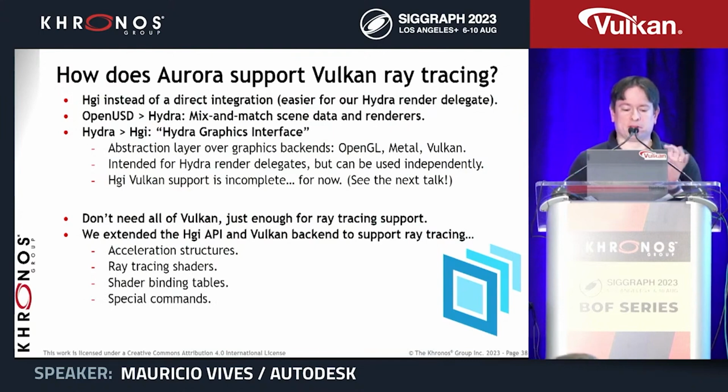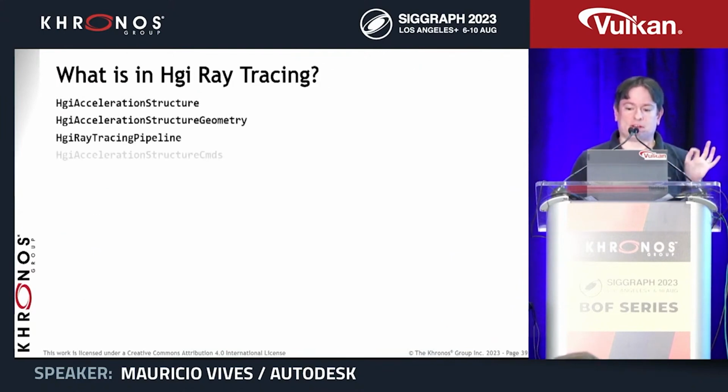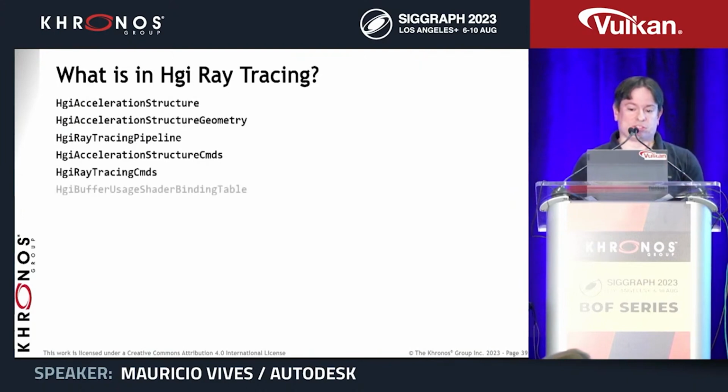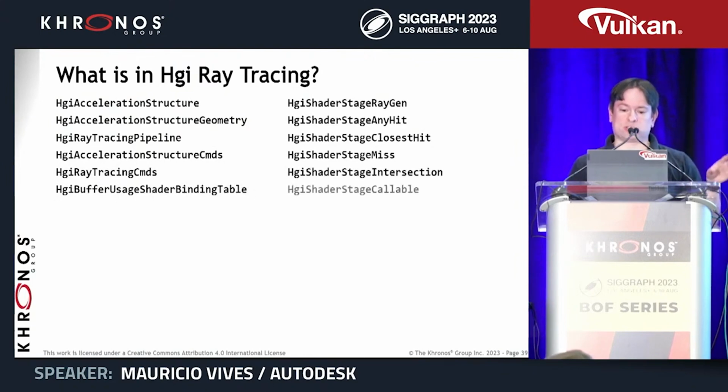Let me dig in a little bit on that. So what did we actually put in there? These are some of the types and enumerators that we added to HGI to support ray tracing. If you're familiar with Vulkan ray tracing, these closely correspond to concepts in Vulkan ray tracing, if you look at those names. So it ends up being a fairly thin wrapper, at least right now.